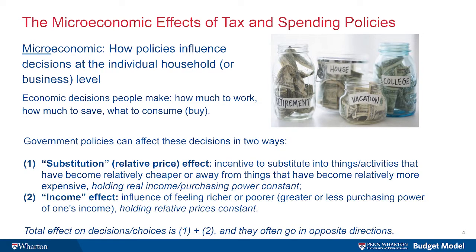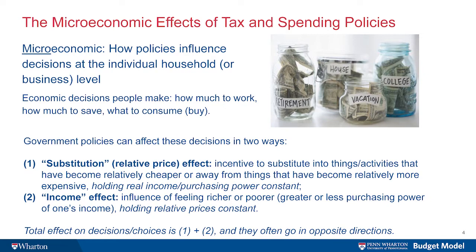The other effect is therefore the actual effect of feeling richer or poorer on people's consumption or other decisions that they make, and it's holding the relative price effect constant. So every tax or subsidy policy or spending policy has both effects operating, because you're either better off or worse off, and you're changing relative prices in a certain way.